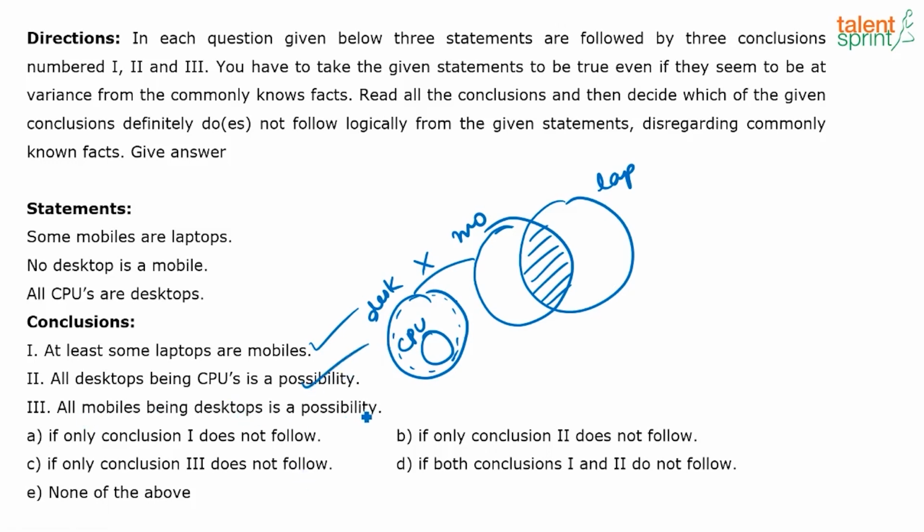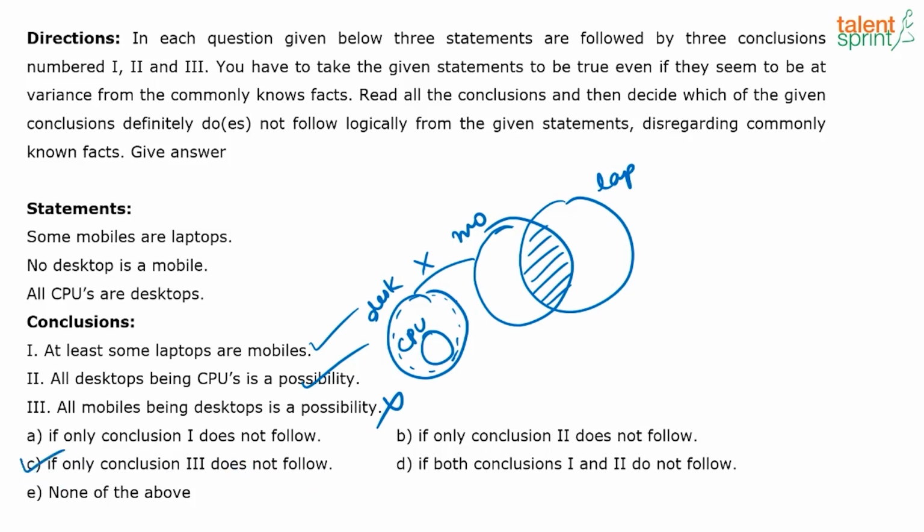All mobiles being desktop is a possibility. No. Can mobiles be desktop? We already know that no desktop is a mobile. So all mobiles being desktop is definitely not a possibility. So this does not follow. So what is the answer for this question? See here, conclusions 1 and 2 follow and conclusion 3 does not follow. So the correct answer is if only conclusion 3 does not follow.